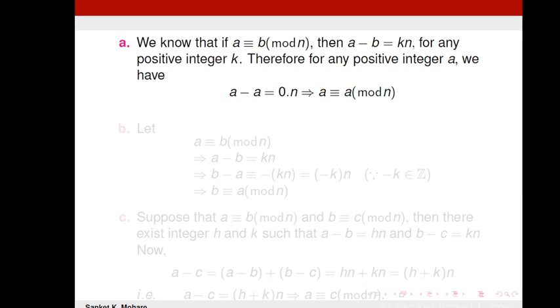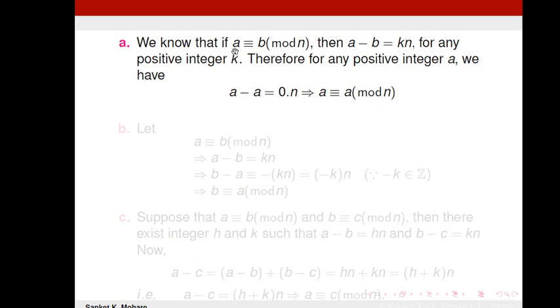Therefore, for any positive integer a, we have a minus a is equal to 0 times n. We can write this as a minus a is equal to 0 times n. This implies, using this, a is congruent to a modulo n.